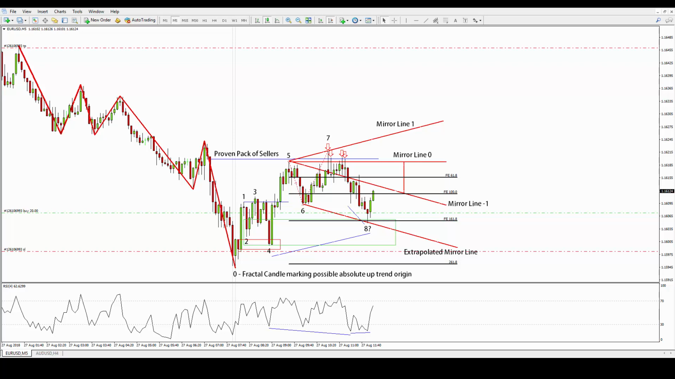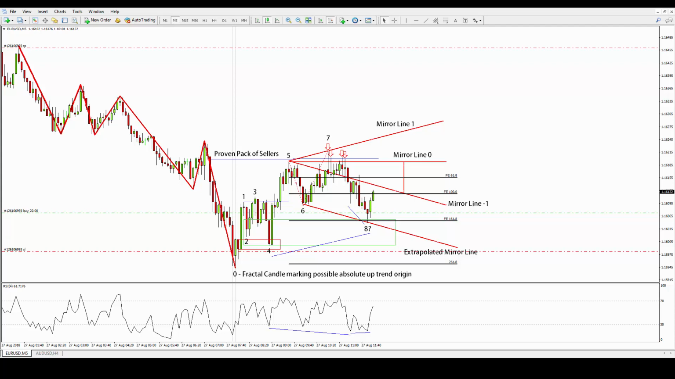Observe that number 5 serves as an axis to draw 3 different lines in this chart. Mirror line 0 is a horizontal line that comes out of number 5, and it serves as a base to draw the other 2 lines. Mirror line 1 is a sloped line that connects highs number 5 and number 7.